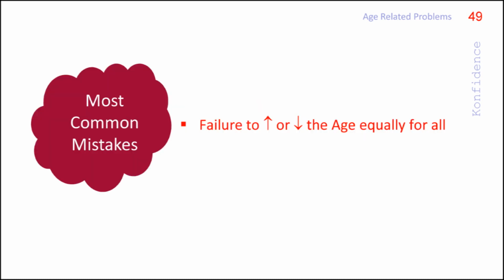Now let us look at the most common mistakes that students make while solving such problems. The most common mistake has to do with the failure to implement the concept that age increases and decreases together for all characters. So the father's age is reduced, but the son's age is not, and so on. Age increases and decreases for all concerned, not for one person alone.